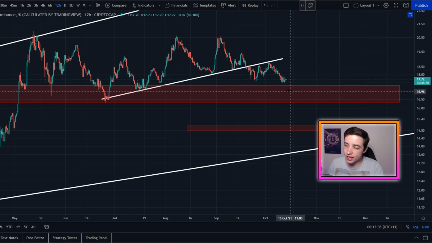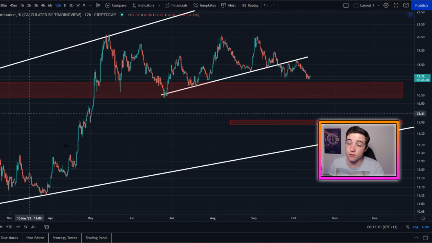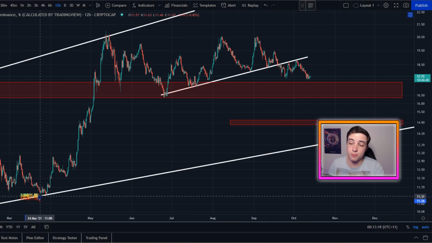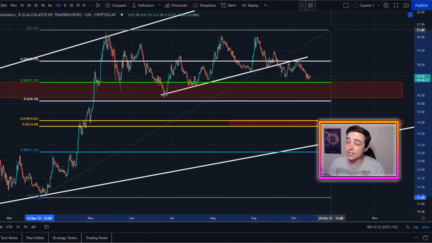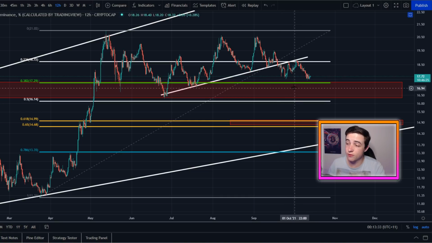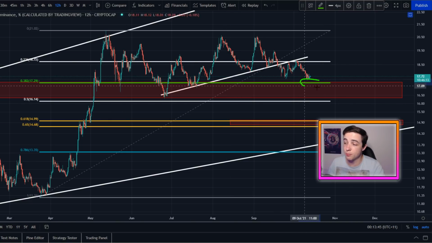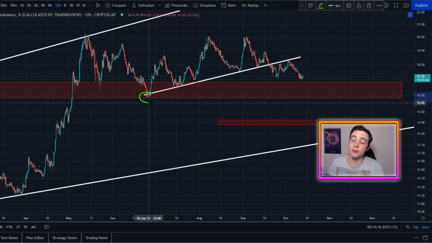Now, how did I find this range of support? Well, if you bring out the Fibonacci retracement tool from this low that we formed back in March up to the high that we formed in the middle of May 2021, what you can see here is the 38.2% Fibonacci level coming in at an Ethereum dominance of around 17.3%, and that's the top of this range of support. And that range of support basically goes down towards the 50% Fibonacci level, and also what's coming in there is this bottom that we formed back in June.